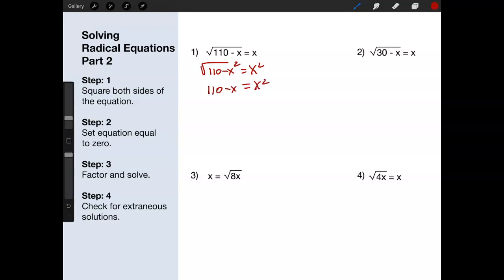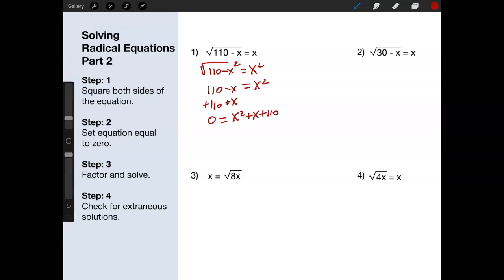Now you want to set the equation equal to 0. So we want to have x squared, we add x to both sides, and we add 110 to both sides because we want to keep x squared positive. And we are left with 0 equals x squared plus x plus 110.